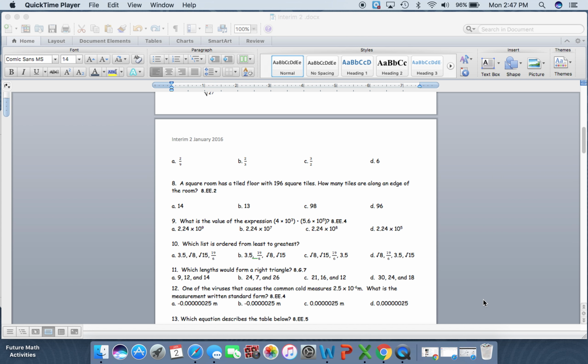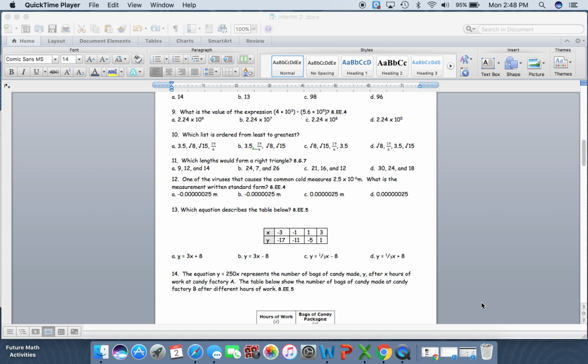Number 10. Which list is ordered from least to greatest? A. 3.5, square root of 8, square root of 15, 9 divided by 6. B. 3.5, 19 divided by 6, square root of 8, square root of 15. C. Square root of 8, square root of 15, 19 divided by 6, 3.5. Or D. Square root of 8, 19 divided by 6, 3.5, square root of 15.